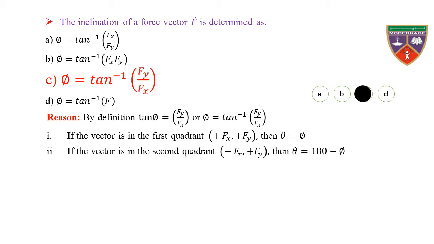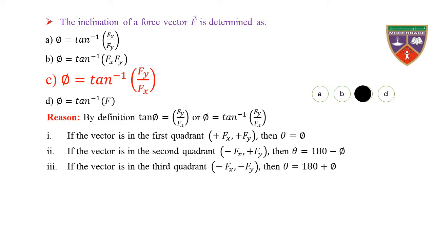Number 2. If the vector is in the second quadrant, x component is negative, y component is positive, then theta is equal to 180 minus phi because phi is in clockwise direction.